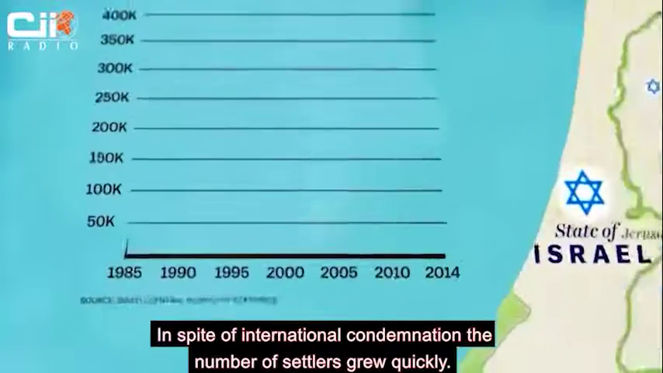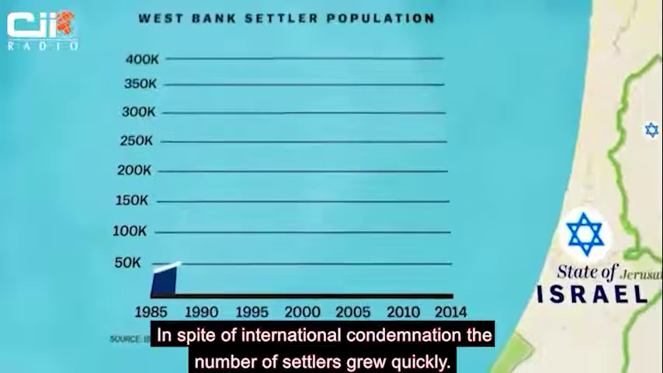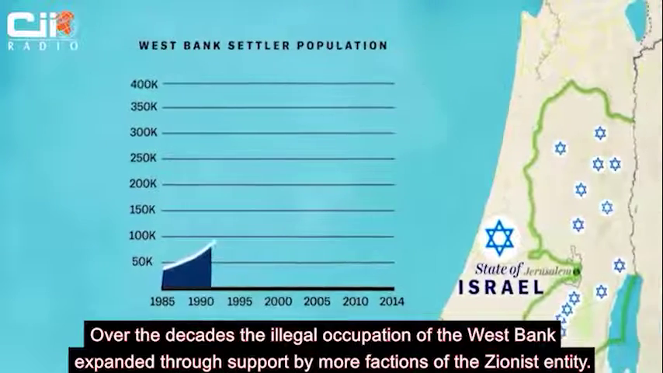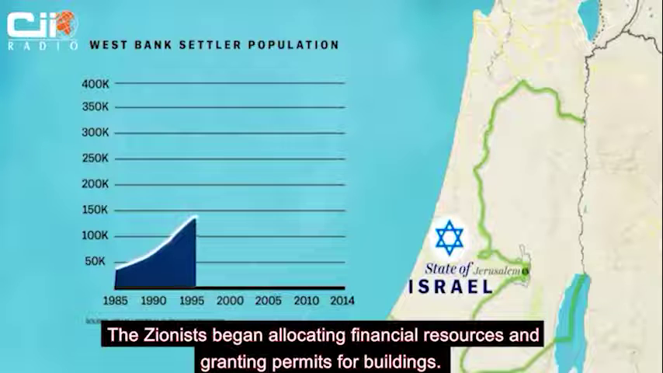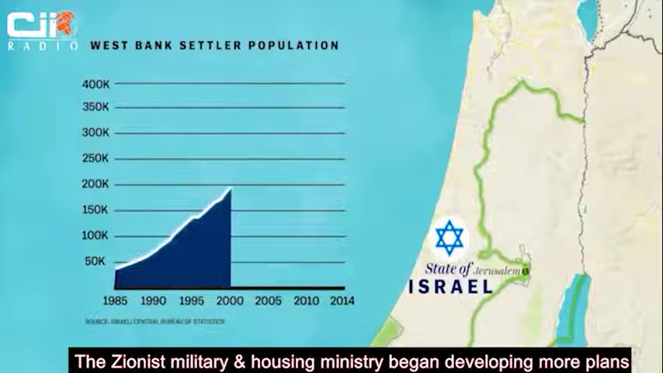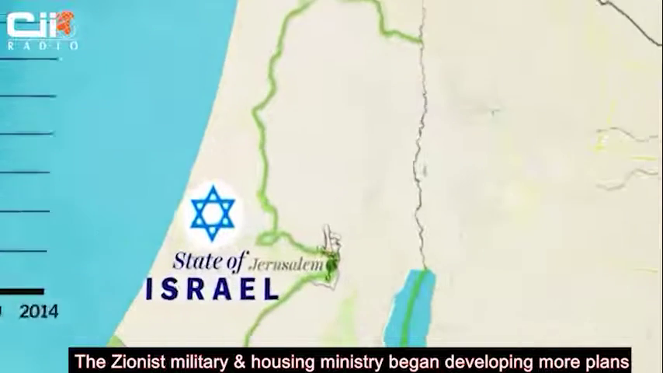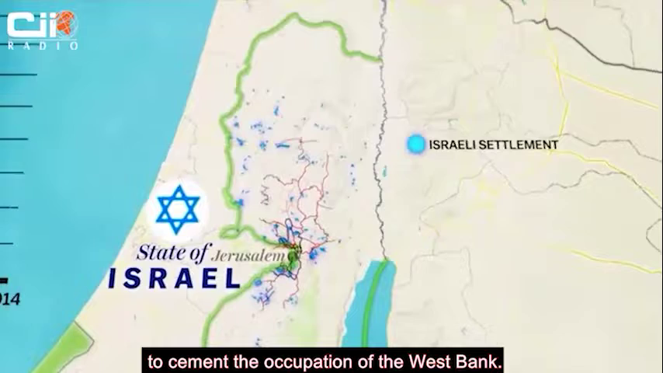In spite of international condemnation, the number of settlers grew quickly, and over the decades, the illegal occupation of the West Bank expanded through support by more factions of the Zionist entity. The Zionists began allocating financial resources and granting permits for buildings. The Zionist military and housing ministry began developing plans to cement the occupation of the West Bank.